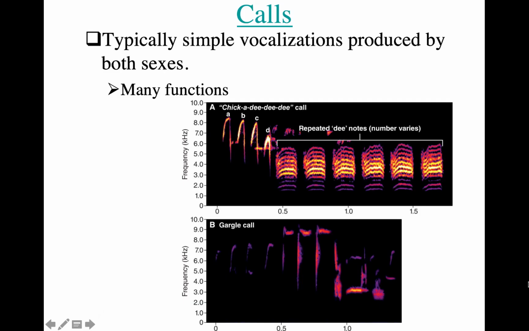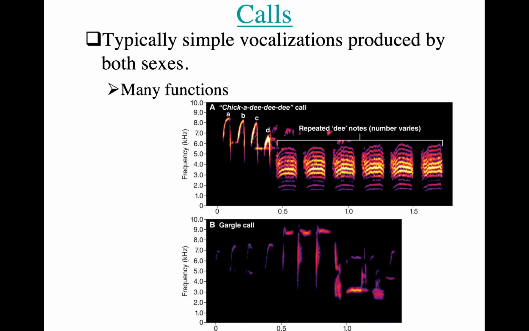All right, let's move on to talking about calls. What is a call and how does it differ from a song? Calls typically are much simpler vocalizations, and they're usually produced by both males and females, and they serve a variety of functions. So they can be as simple as little contact calls, so that as a flock of birds are traveling through a habitat, they're making these little chip notes to kind of indicate each other's location.